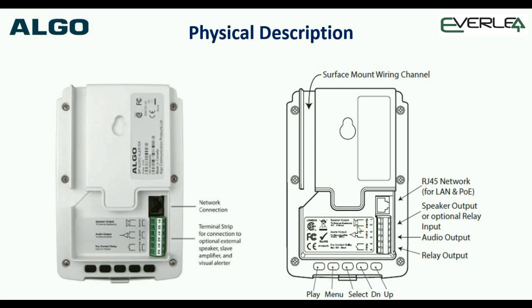But one of the key things is once you actually plug this into the network, it's a DHCP deployment by default. So there's two ways you can actually find the IP address. Number one, there is some software called the Algo Locator, and that will scan the entire customer's network and find all the Algo products that are there and give you the IP address.